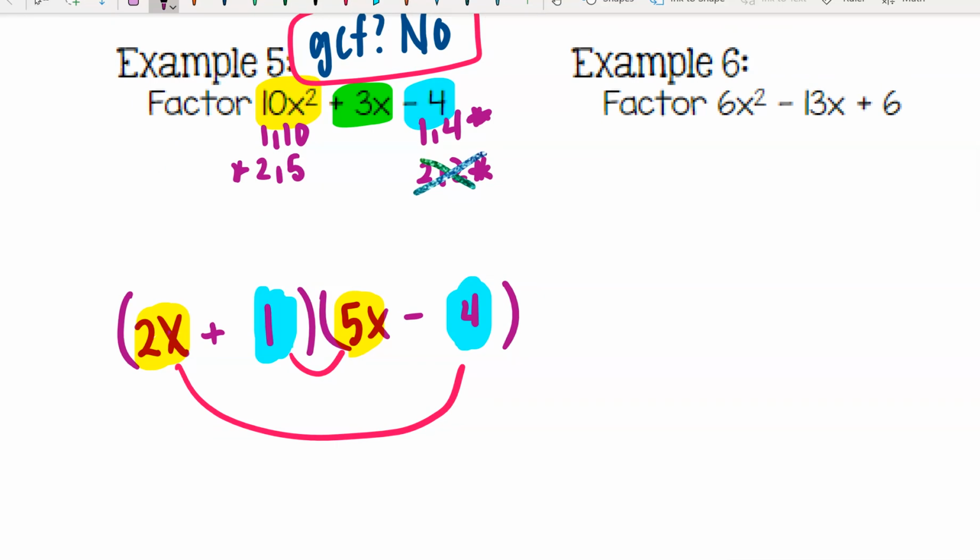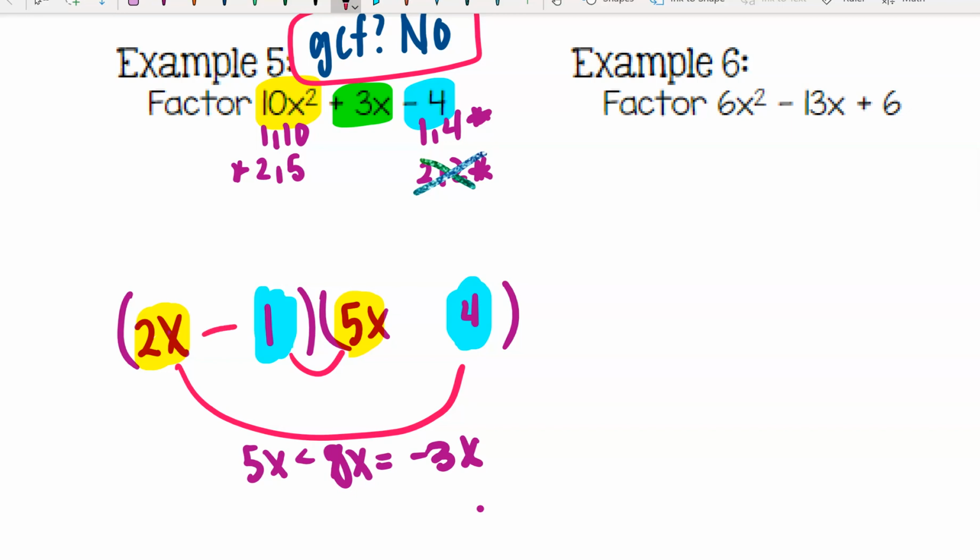When I do my inner, I now have 5x. When I do my outer, 2x times negative 4, I now have a negative 8x, which gives me a negative 3x. So I have the right number, but not the right sign. It's important for you to understand this. It's a negative and I need a positive. So that tells me I need to switch my signs, that my numbers are in the right place, but my signs are not. So I'm going to switch my signs.